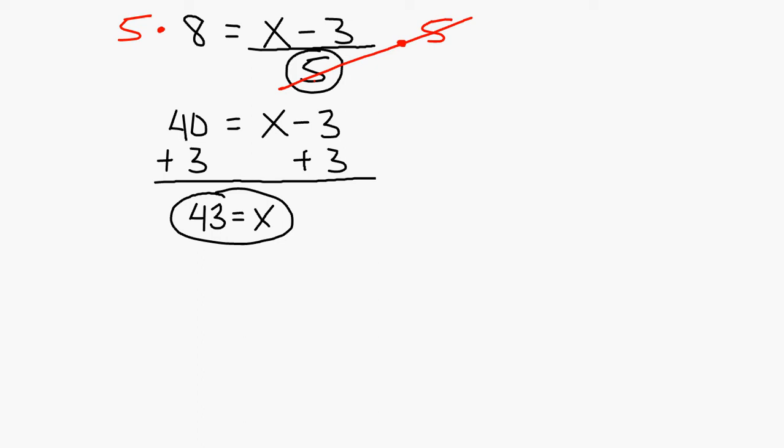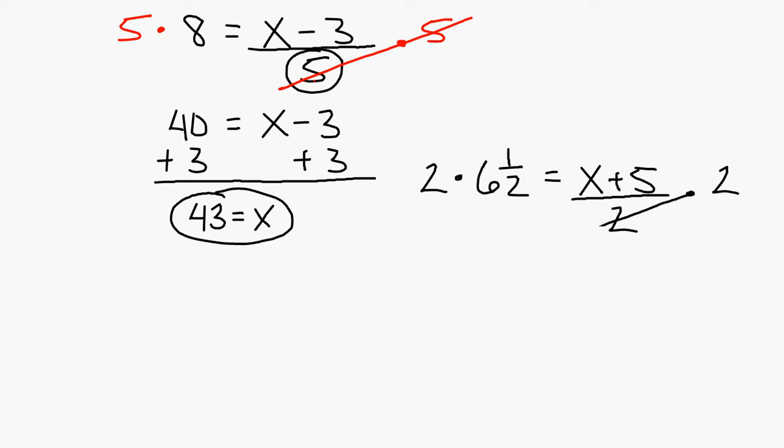You will see a problem today that looks something like 6 1/2 is equal to x plus 5 divided by 2. The first step will still be the same. It'll be to multiply both sides by 2, which removes this denominator. These two cancel each other out.